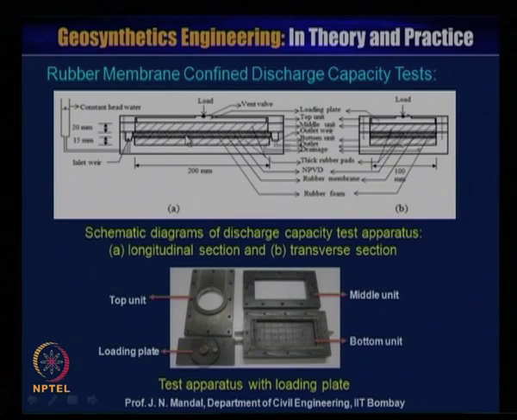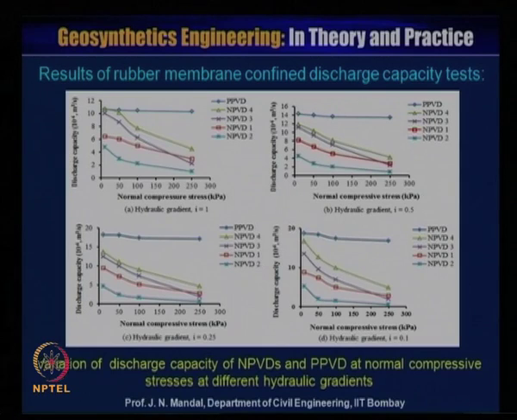You have to place the geotextile material somewhere here, and the top and bottom are any impermeable material, and then the water can flow through this geotextile material along the plane of the geotextile under different applications of load. Then you can calculate what the discharge capacity will be. So, these are some results of the rubber membrane confined discharge capacity test. Because water should not pass through the top and the bottom, that is why it is provided with the impermeable material.